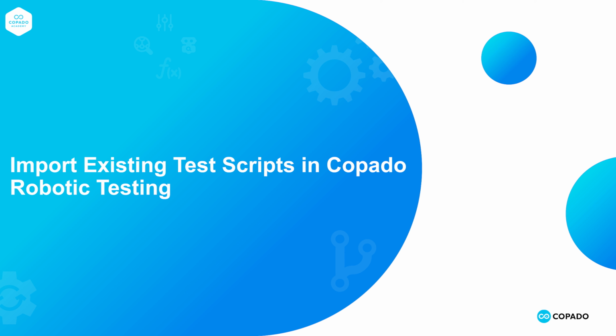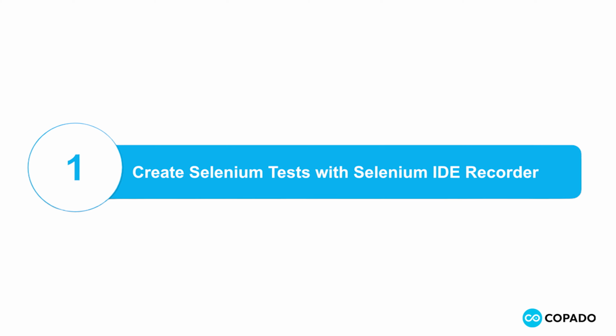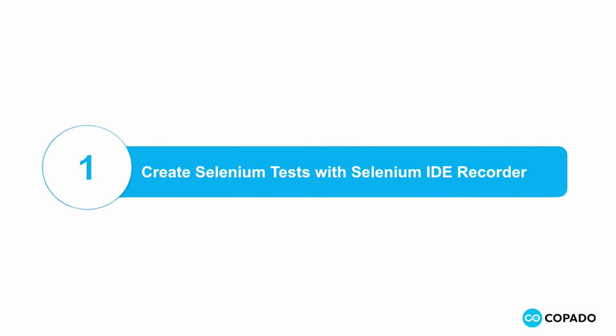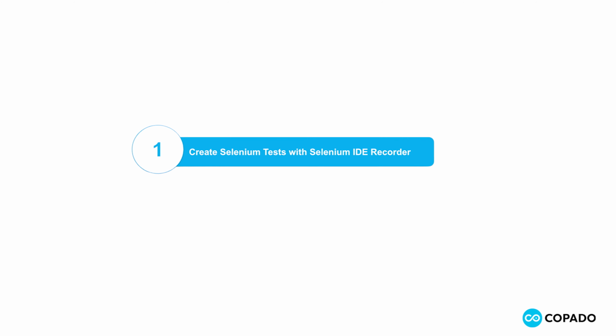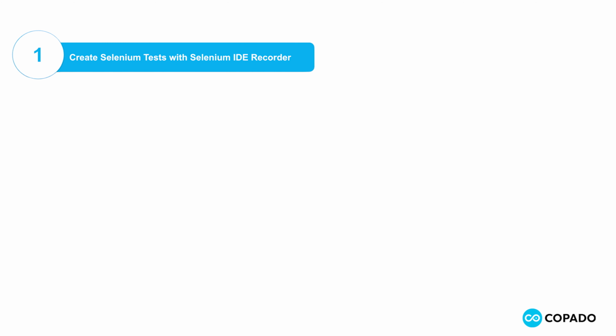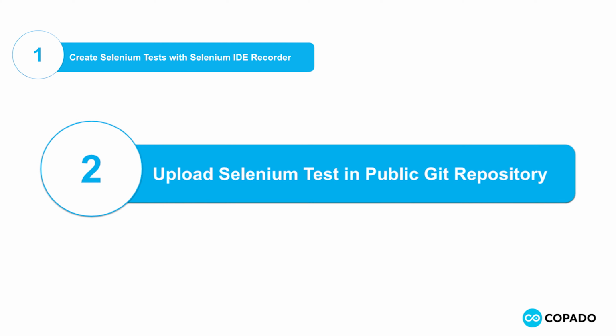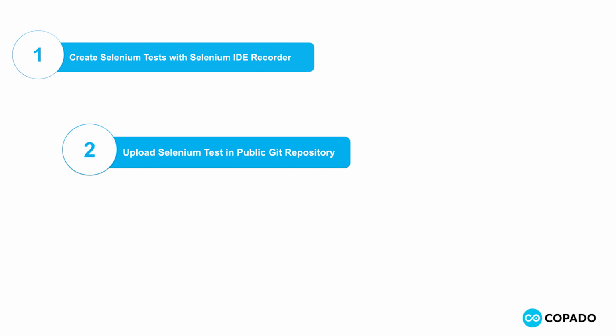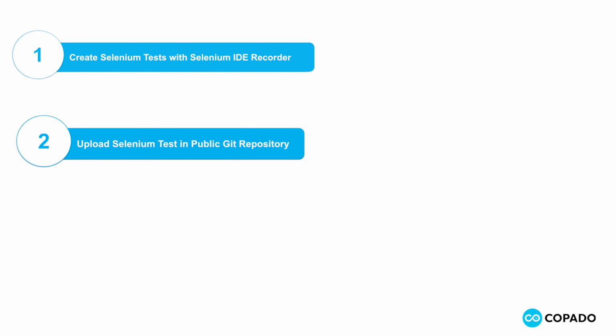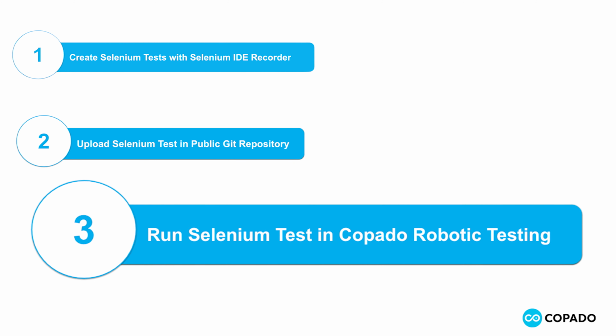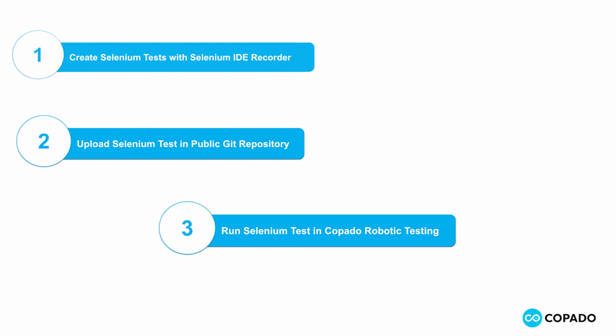Let's do this. To follow the instructions with ease, we have divided the video into 3 parts. In the first part of the video, we will see how to create Selenium test cases using Selenium IDE recorder and save them in your local system. The second part will explain how to upload your test case to the public Git repository. And lastly, in the third part, we will run the Selenium test in CRT.